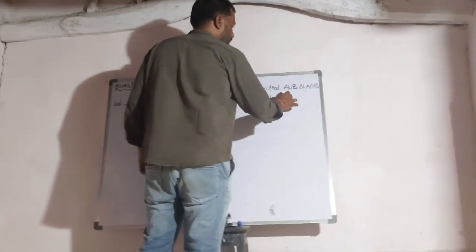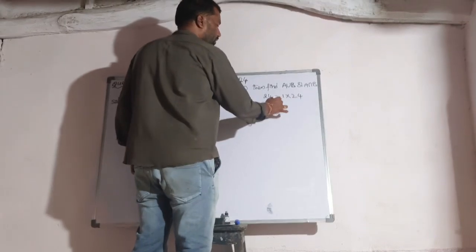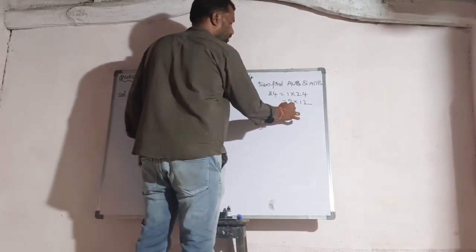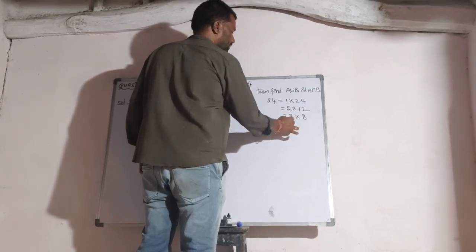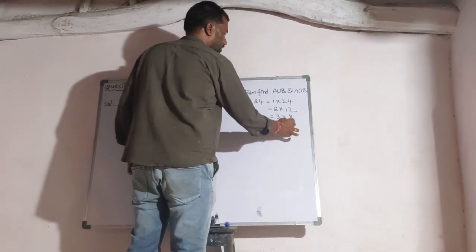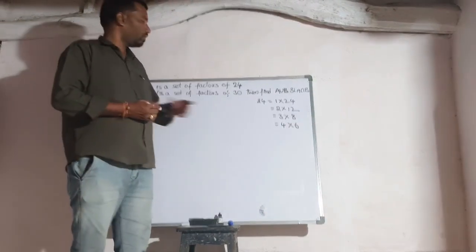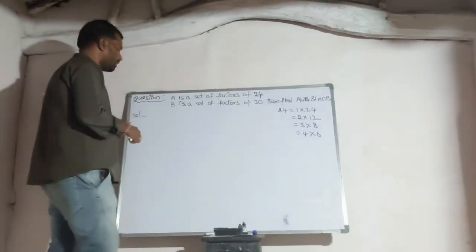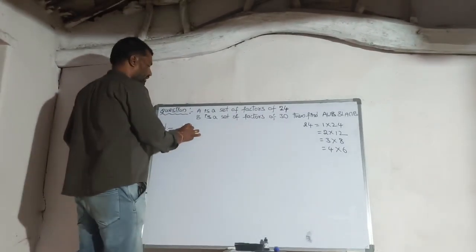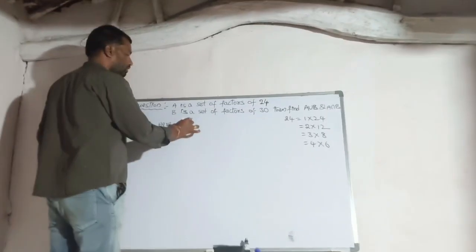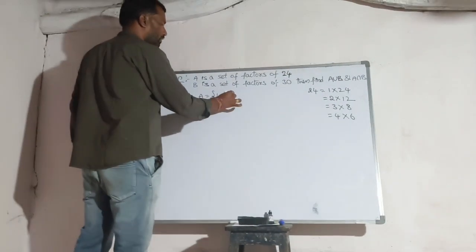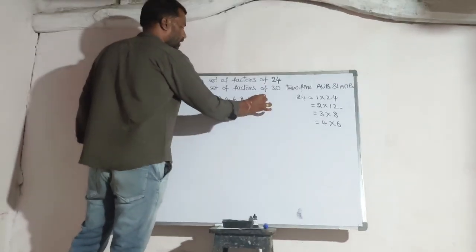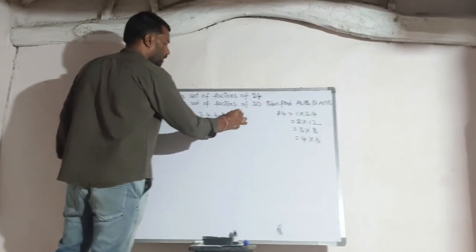Factors of 24. 24 can be written as 1 into 24, 2 into 12, 3 into 8, 4 into 6. These are the factors of 24: 1, 2, 3, 4, 6, 8, 12, 24. This is A. Here set A is equal to 1, 2, 3, 4, 6, 8, 12 and the last one, 24.